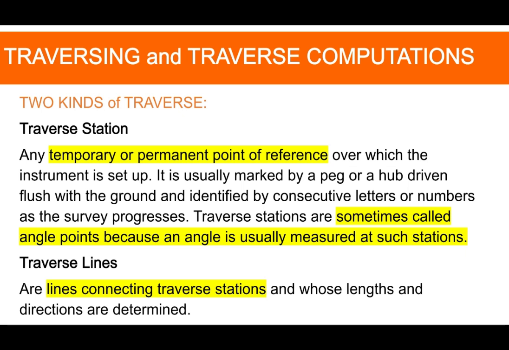Traverse station is any temporary or permanent point of reference. It is sometimes called angle points because an angle is usually measured at such stations. When you say traverse lines, these are lines connecting traverse stations and whose lengths and directions are to be determined.